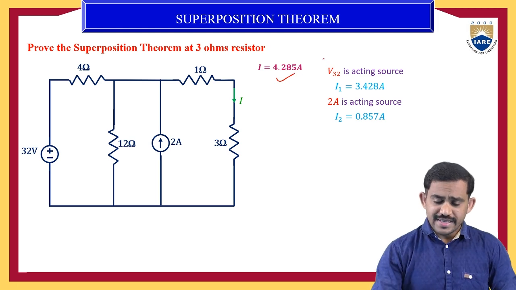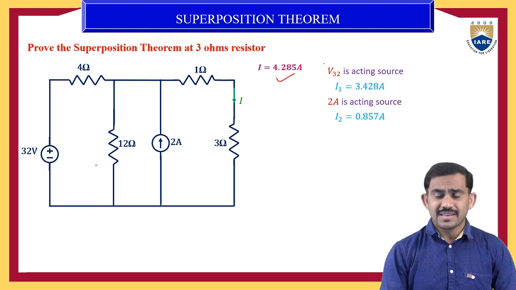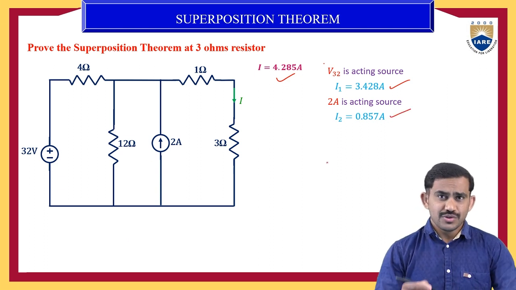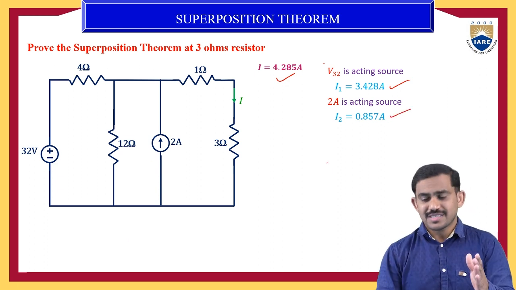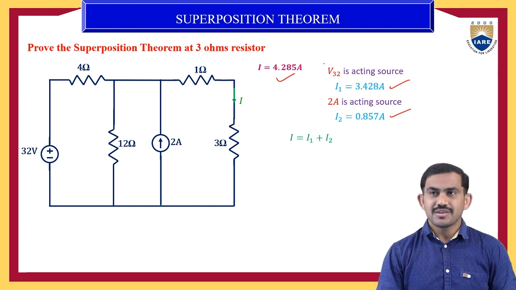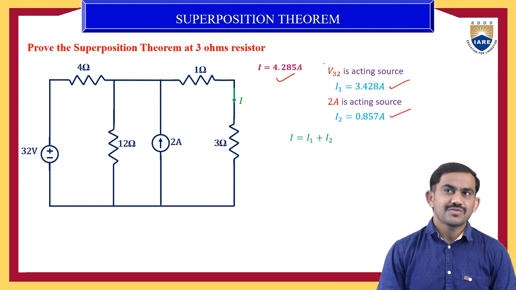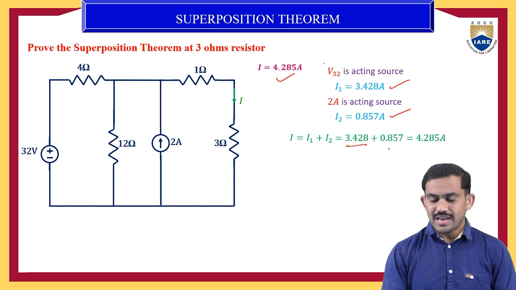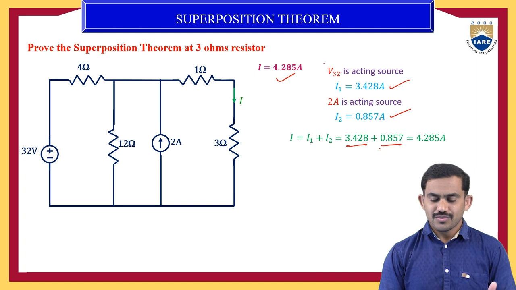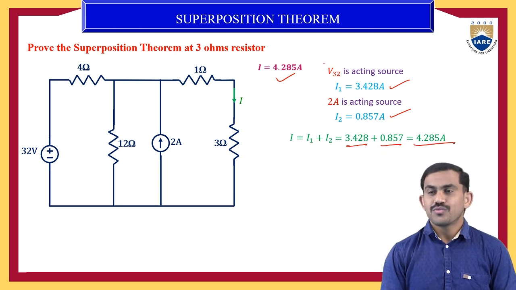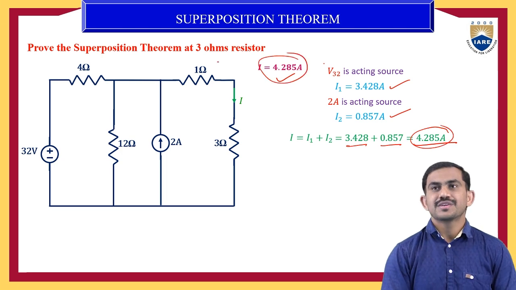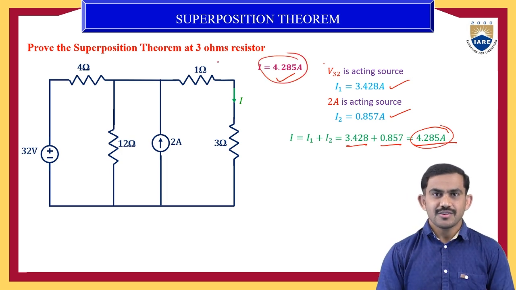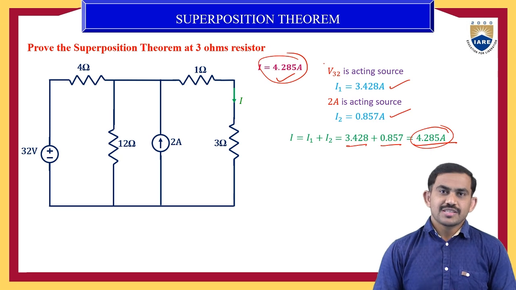Then when only the voltage source is acting, what is your I1 value? When only the current source is acting, what is your I2 value? We need to prove that I equals I1 plus I2. Just check it now. The I1 value is 3.428 as well as I2 value 0.857. You can add both and you will get 4.285 amps. So your 4.28 amps as well as 4.28 amps. So I equals I1 plus I2. This is the superposition theorem.